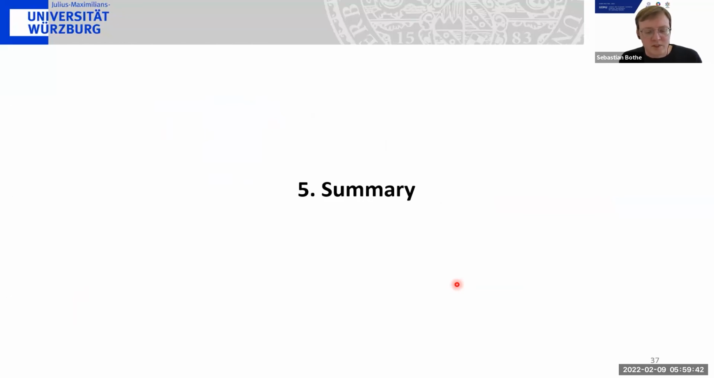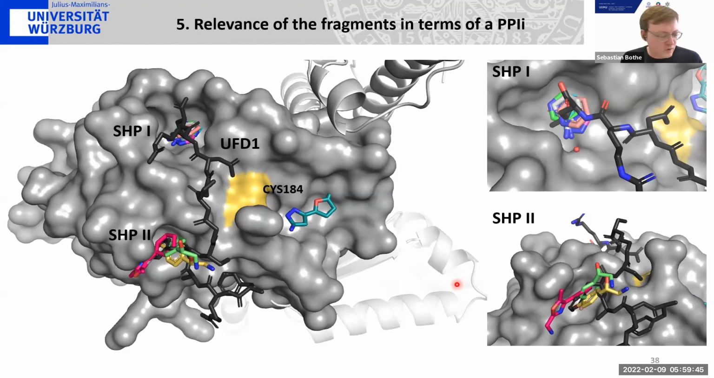So I want to go to the summary. Of course, now the question is, what is the relevance of the identified fragments in terms of the design of a protein-protein interaction inhibitor? You see here in black the crystal structure of a cofactor, UFD1, which binds to the SHP binding site. And with the different approaches, we could identify fragments binding in this area where the conserved lysine binds. Also aromatic fragments, making interactions with the aromatic residues of UFD1. And as an additional anchor point, we have cysteine 184.